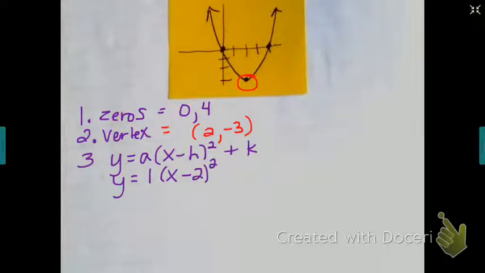And then the k is the second value of the vertex. So the k is negative 3. So in order to write it in vertex form, you have to be able to just plug in that vertex. If you don't know the vertex, you can't do vertex form. Okay? So that's an important thing to memorize. You need to memorize that equation right there. Any questions?